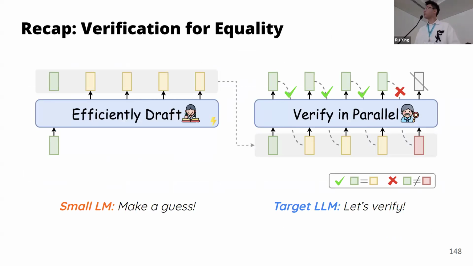And as we just introduced, the reason behind this upper bound is the strict verification requirement of speculative decoding. We would always like the outputs to be exactly the same as the original large language model, right? Because we want the outputs to be reliable. We do not want any change in the outputs.